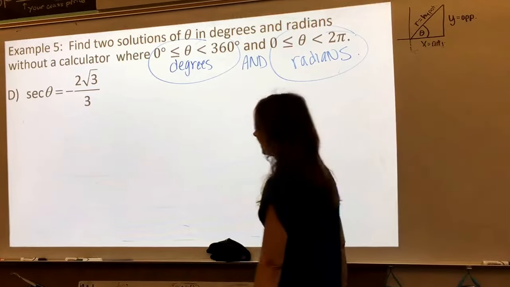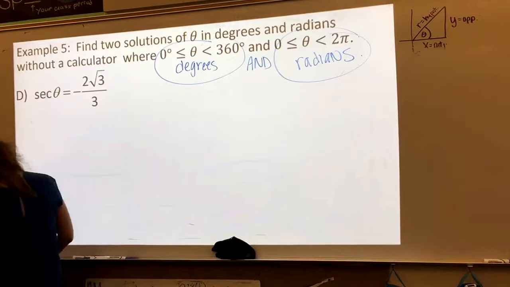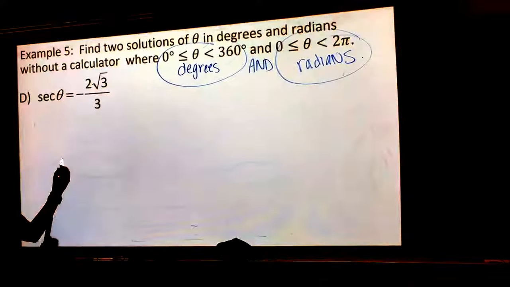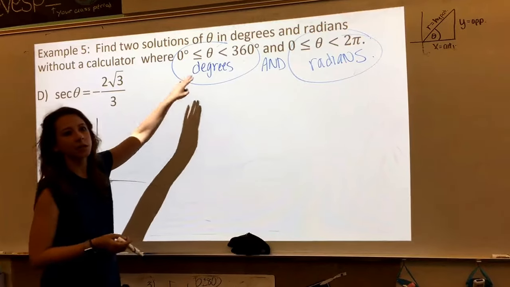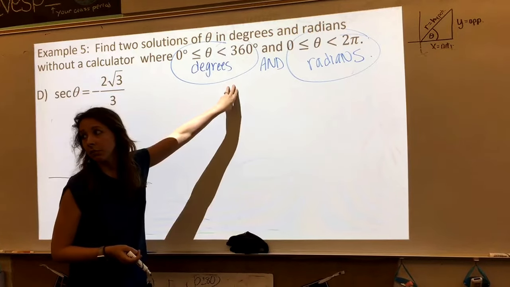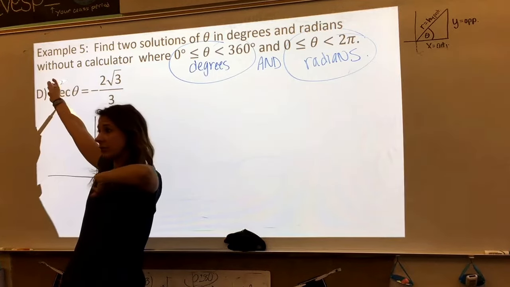Okay. So I have to now decode this statement to figure out what quadrants we're looking at. This tells me which ones to look at, and then this one tells us how to fine tune it.